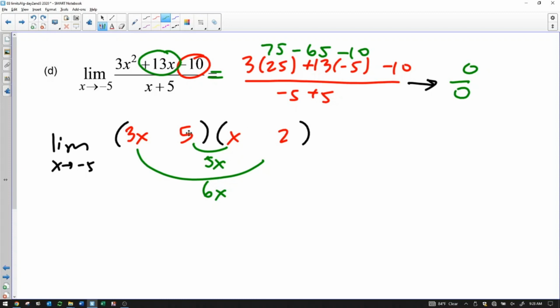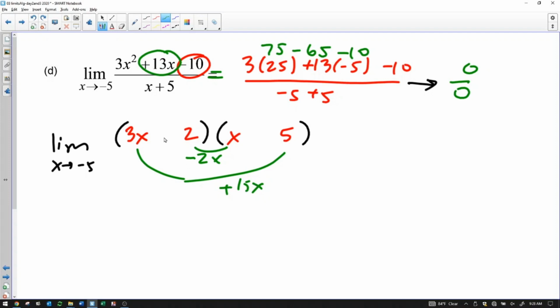So then I switch the 5 and the 2. So I put the 2 over here, and I put the 5 over here. Then I do the same thing. When I multiply these, I get 2x. When I multiply these, I get 15x. And I say, is there a way to add or subtract these to get 13? Yes. If I had a positive 15 and a negative 2, I would get 13.